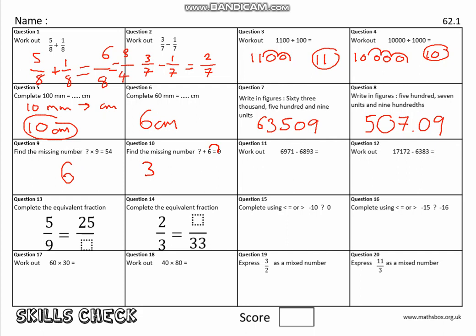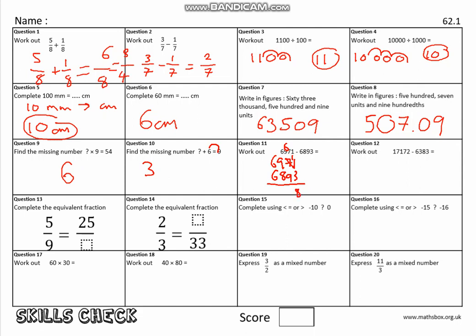So the next one then is a simple subtraction, so we've got 6,971, and we need to take away 6,893. Okay, so we're just going to do that one together. So we can't take 3 from 1, so we're going to have to change that one, and that will have to become a 6, and that will become 11. So that means we're left with 8 here.